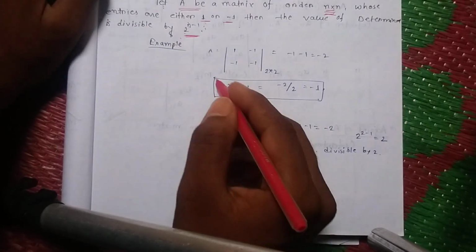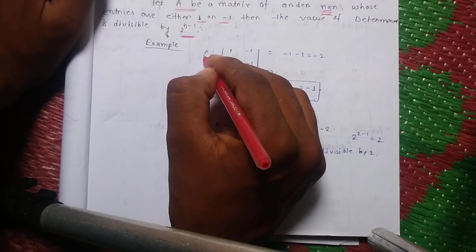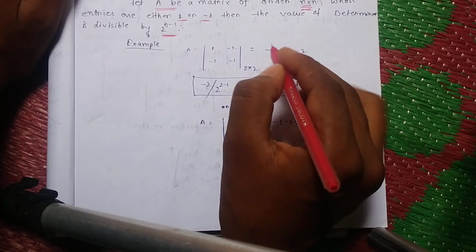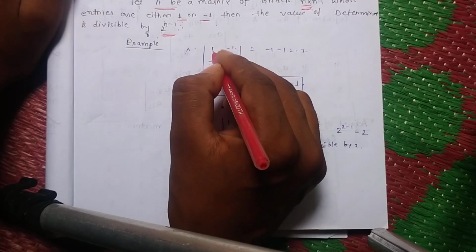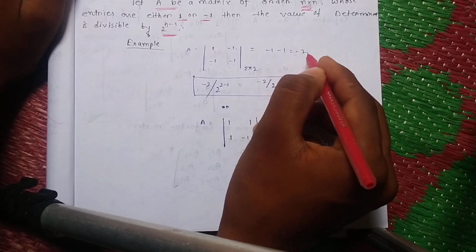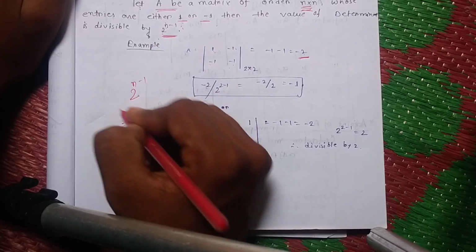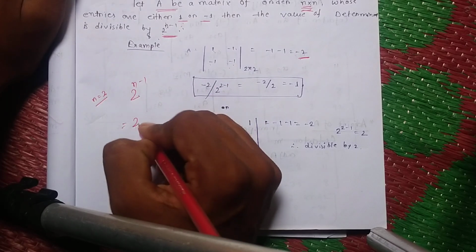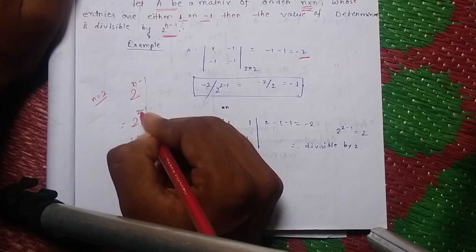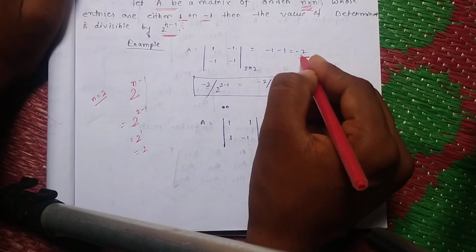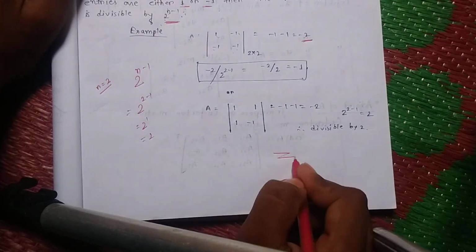For example, if A is 1, minus 1, minus 1, 1, all the entries are 1 and minus 1, and the determinant value is 1 minus 1, that is equal to minus 2. Minus 2 is divisible by 2 to the power n minus 1. Here n equals 2, so 2 to the power 2 minus 1, so 2 to the power of 1, so 2. And minus 2 is divisible by 2. That's our result.